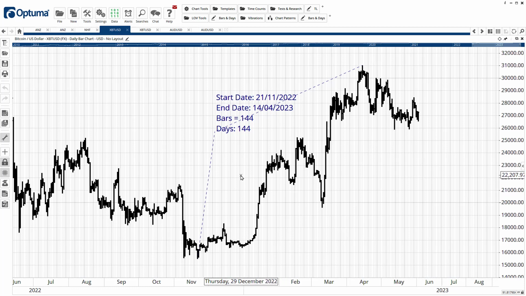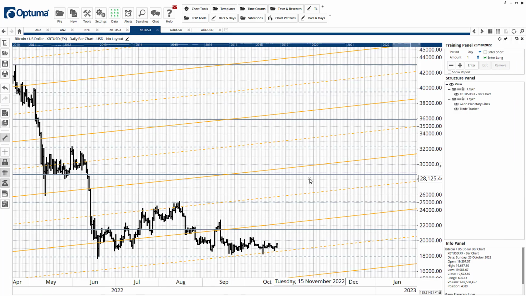But it's no surprise that the time factor between the 14th of April and the 21st of November is 144 trading days. You can see it quite clearly through here. So the Gann tools work on virtually any market that we wish to trade. Let's have a look at another thing that Gann did.